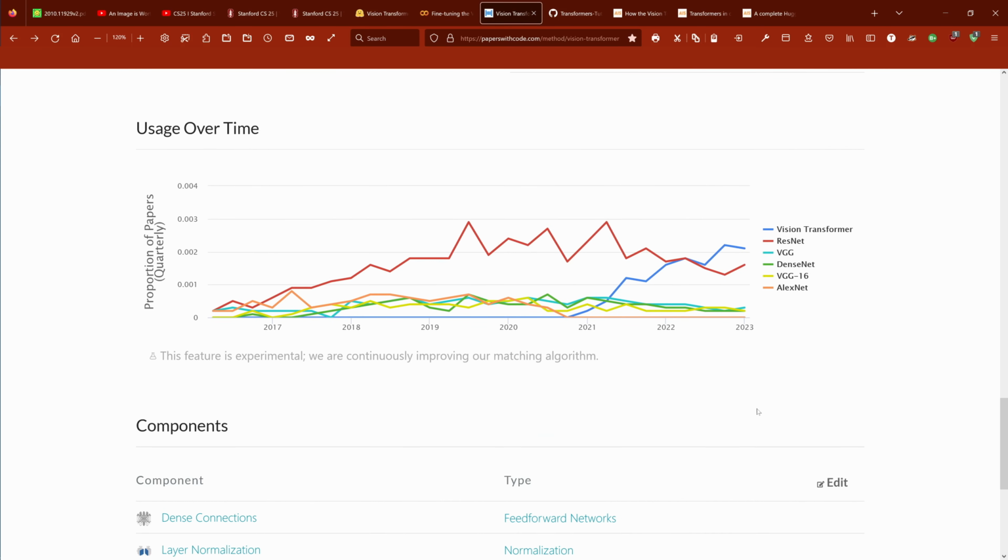What else? This is nice. This shows you the change. You see here in red, ResNet.